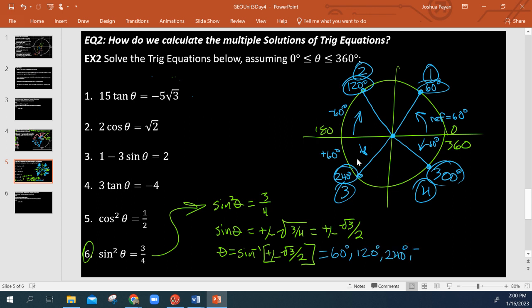240, and 300. So basically what happened there is because I have this plus or minus, my answer ended up being every single angle that has a reference angle of 60 degrees, which again is 60, 120, 240, and 300. So those would be my four solutions there. Okay, so anytime you take a square root, remember the duality of squares. It's going to affect how many solutions that you get.